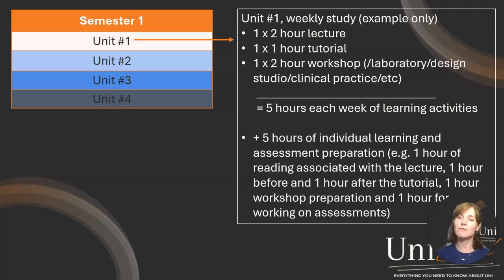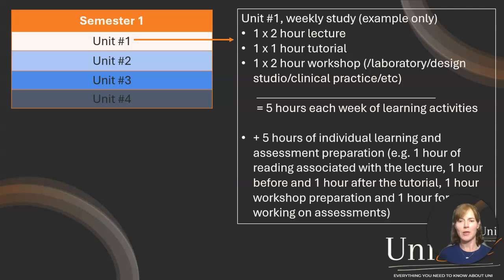So if you have 150 hours of work to do and there's 15 weeks in a semester, that means you've got roughly 10 hours per unit that you should be doing. And 5 of them have been structured for you in this unit. These are these learning activities, the lecture, the tut, and the workshop. But that means you've got another 5 hours of individual study that each student needs to put in themselves.